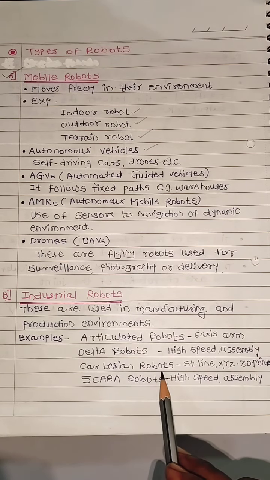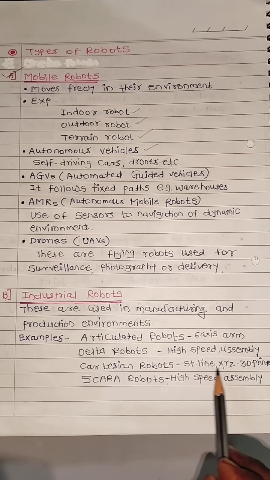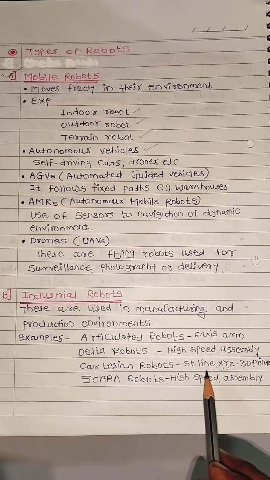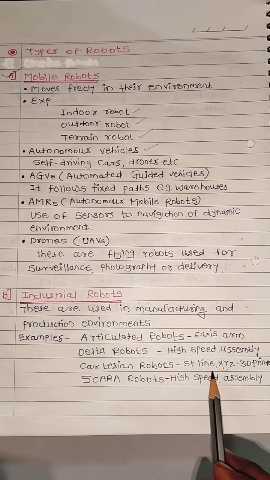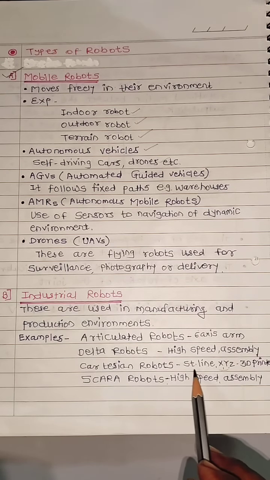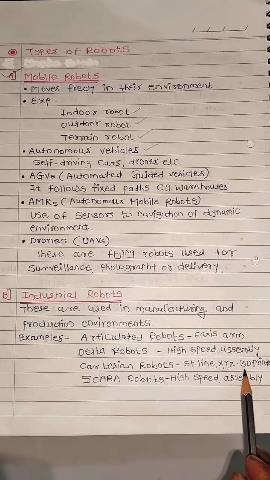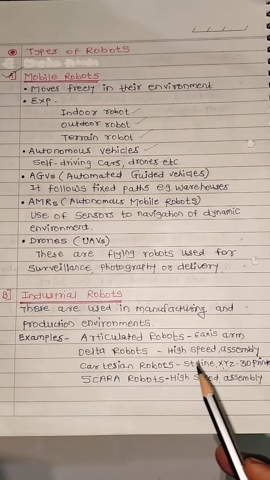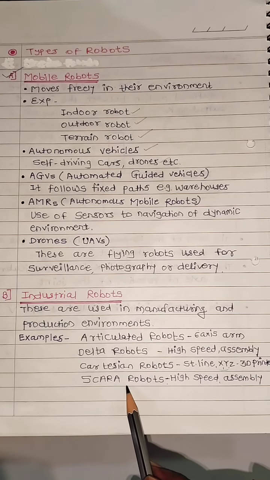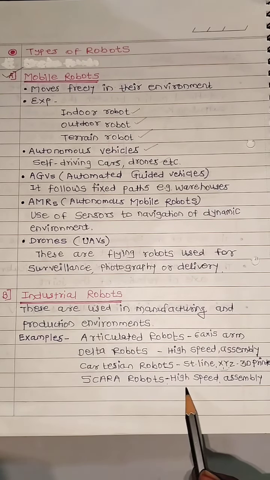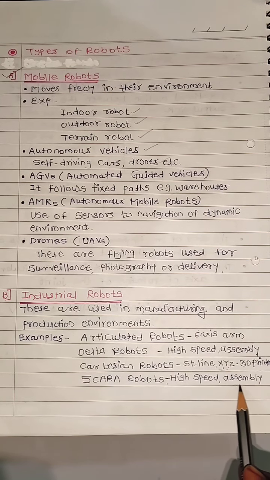Next is the Cartesian robot, which can move in x, y, z directions and follows a straight line path. Cartesian robots also contribute to 3D printers, that is the additive manufacturing process. And the last industrial robot is the SCARA robot, meaning selective compliance assembly robot arm. This type of robot is specially designed and generally used for assembly purposes, with a higher speed of operation.